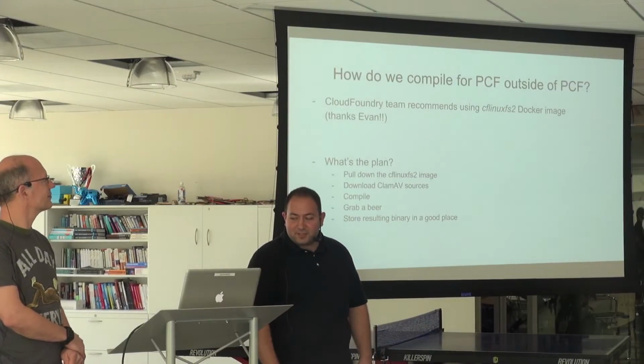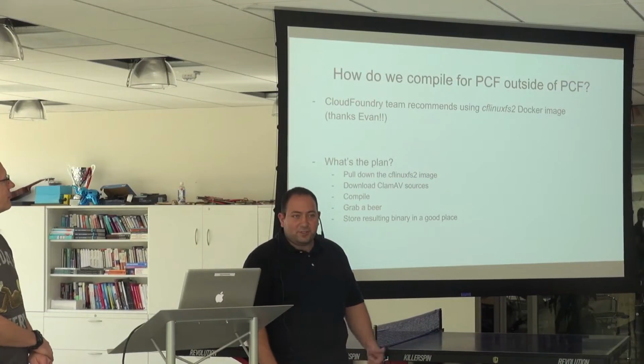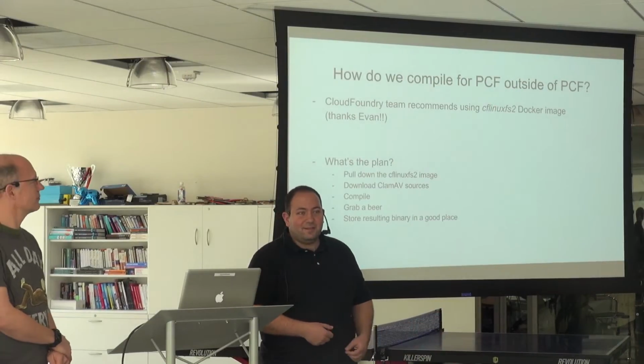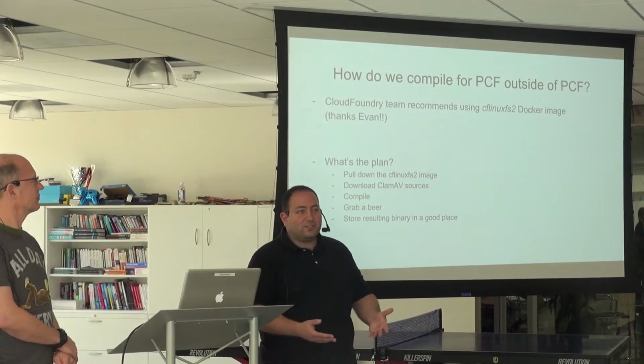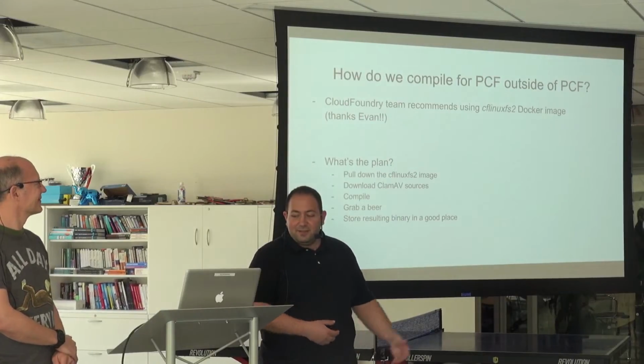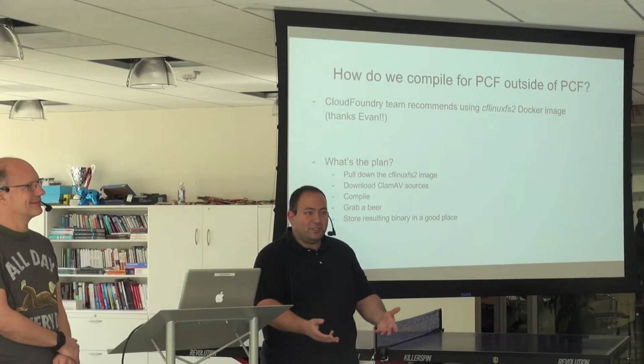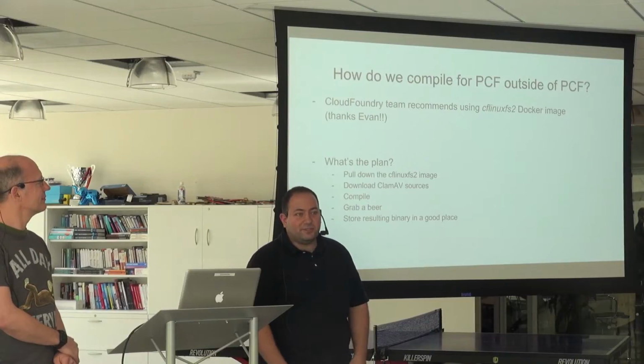We're going to pull down this cflinuxfs2 Docker image, download the ClamAV sources, compile the thing. That turned out to take about half an hour, so we grabbed a beer in the meantime. And then we grabbed the resulting binary, stored it somewhere, and were able to use that, and we deployed.